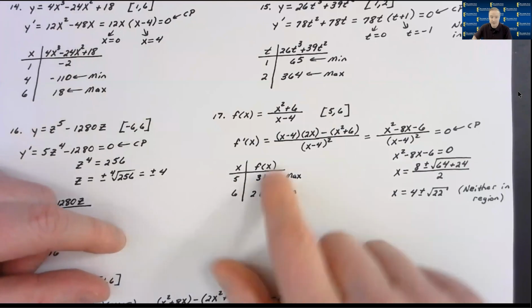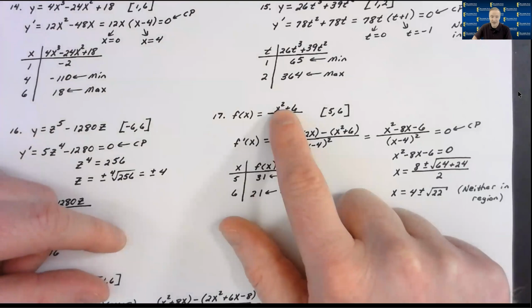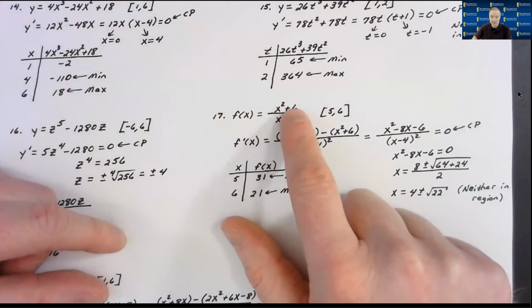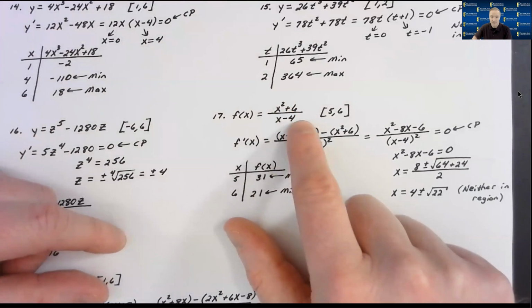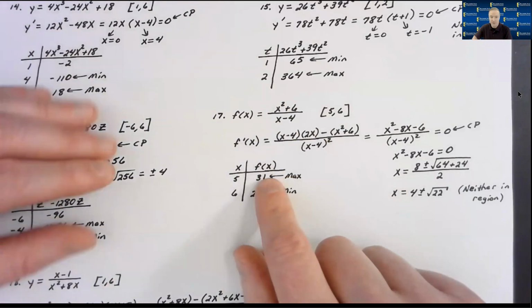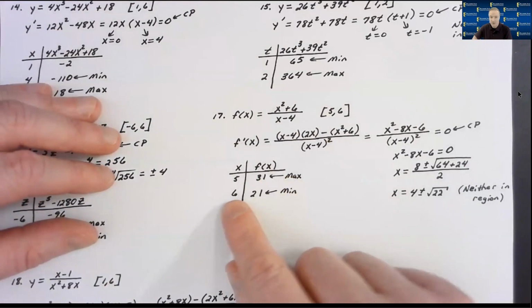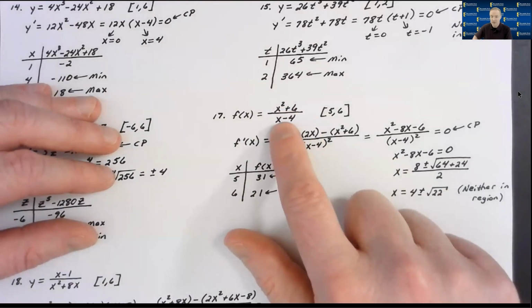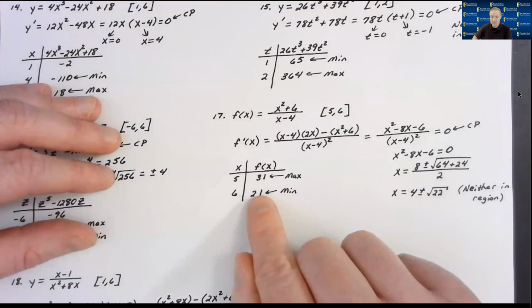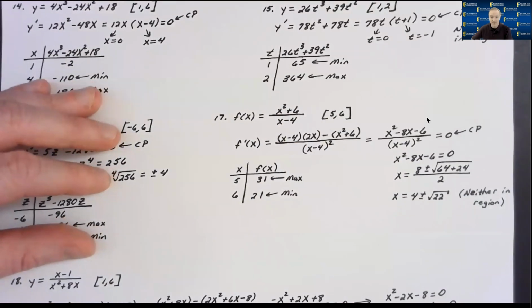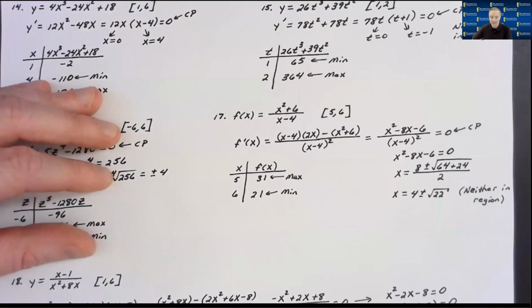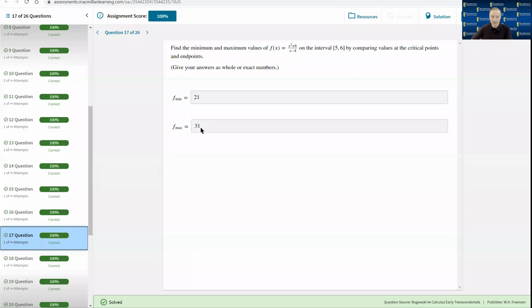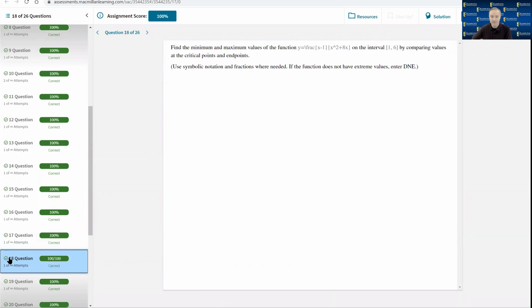I evaluated my endpoints. When I plugged in a 5, I got 25 plus 6 is 31 over 5 minus 4. Obviously, 31 over 1 gave me a 31. When you plug in the 6, you'll get 36 plus 6 is 42, divided by 2. 42 over 2 is 21. So we have a minimum at 21 and a maximum of 31. And I entered in that maximum and minimum value, and that's all Achieve wanted for that problem.